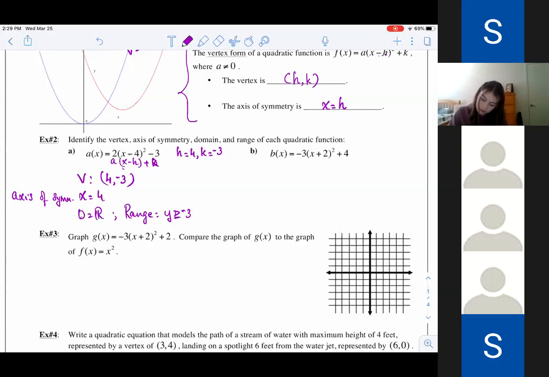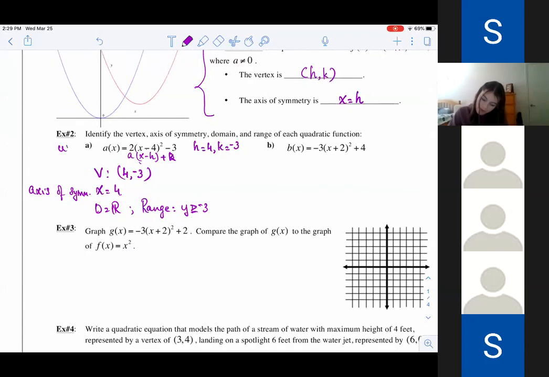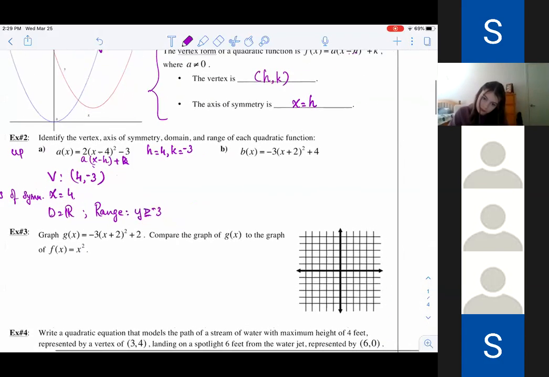Oh, by the way, does this parabola open up or down? Up. That is why we are having greater than or equal to. Okay, so this is up. Okay, let's try B.